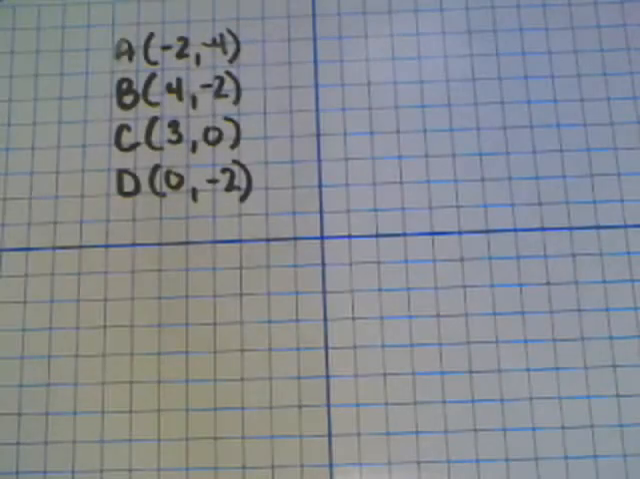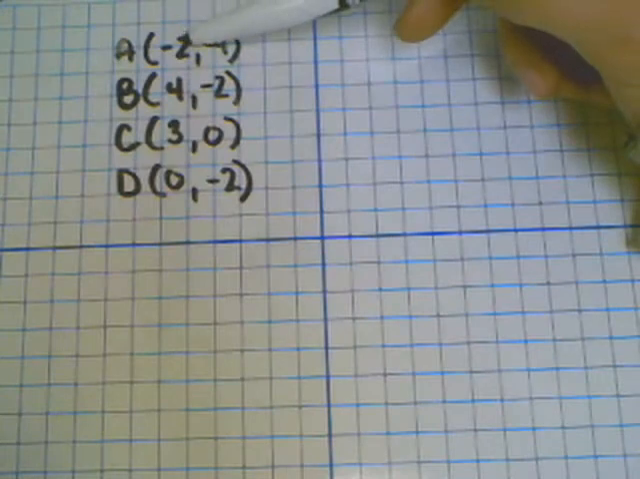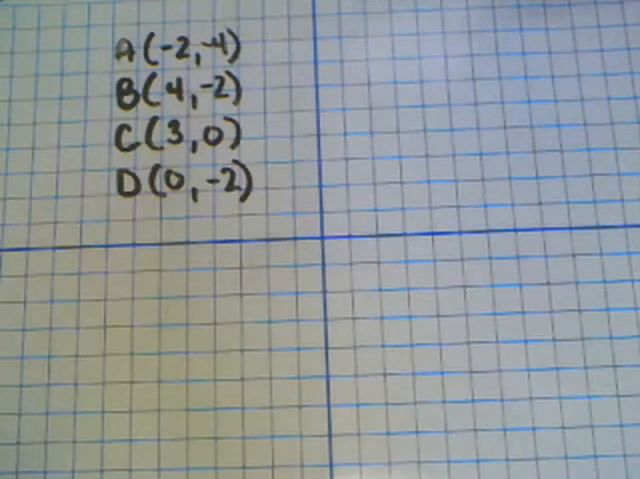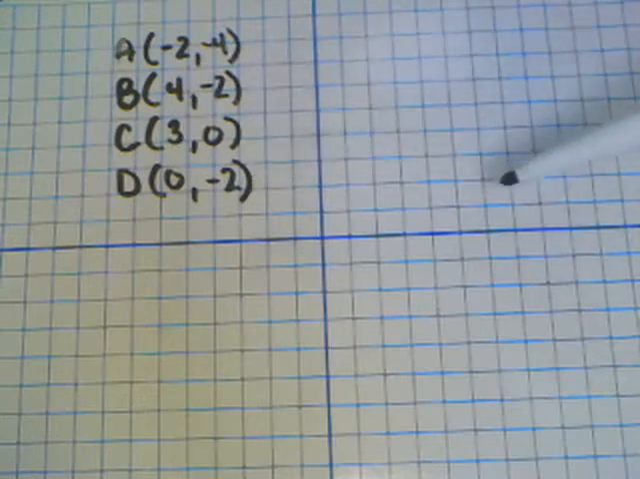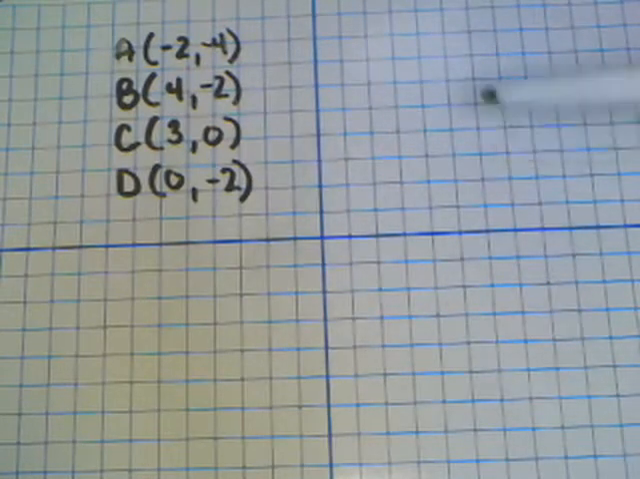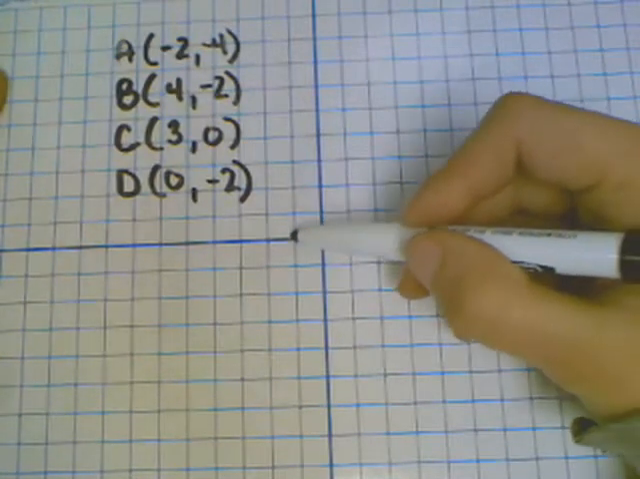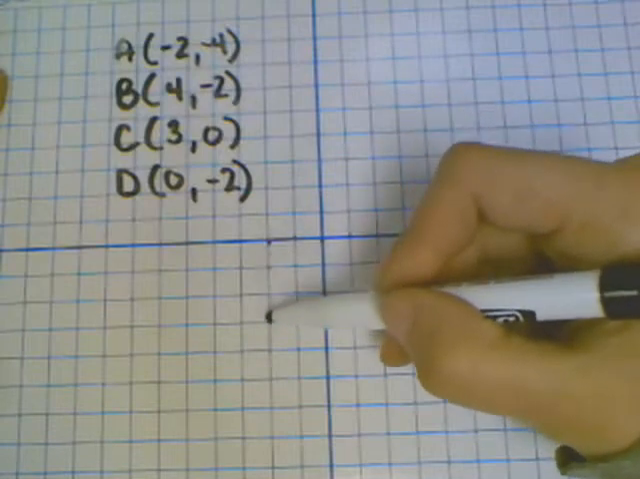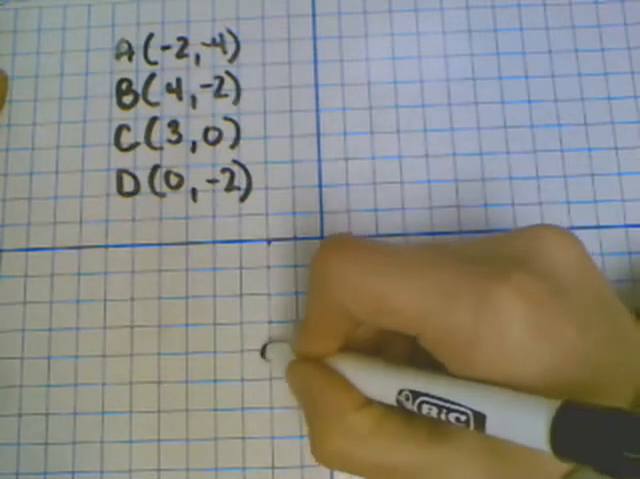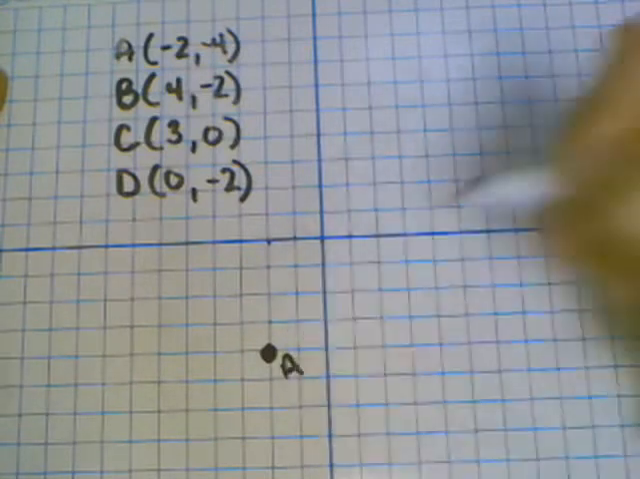To plot a point on the coordinate plane, I need two things. I need to know its horizontal distance from the origin and its vertical distance from the origin. So these are a list of points, and we are going to plot them on the coordinate grid. So point A, I'm going to start at the origin. I'm going to go back 2, that's the horizontal distance, and down 4. So point A is right here. I'm going to put a dot where point A should be, and near that dot I'm going to label it A.